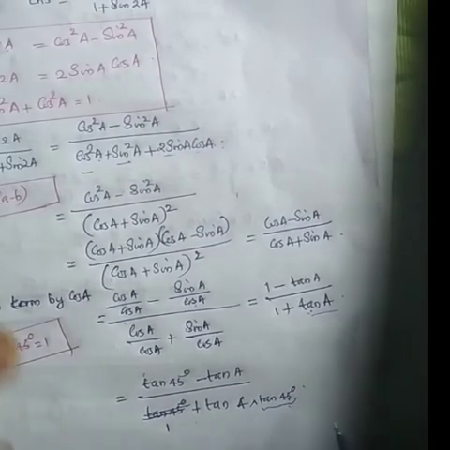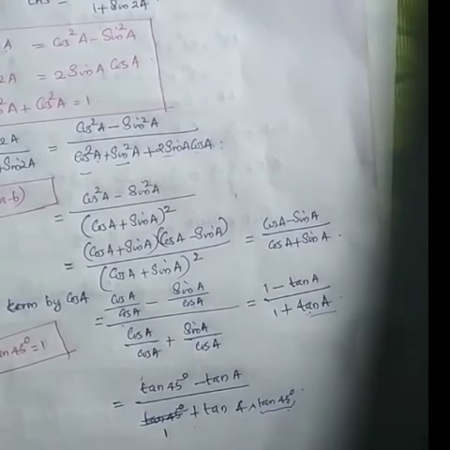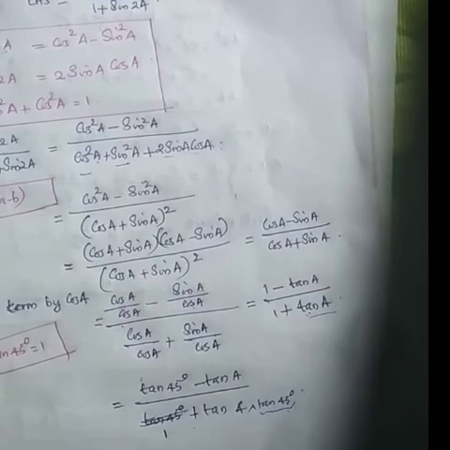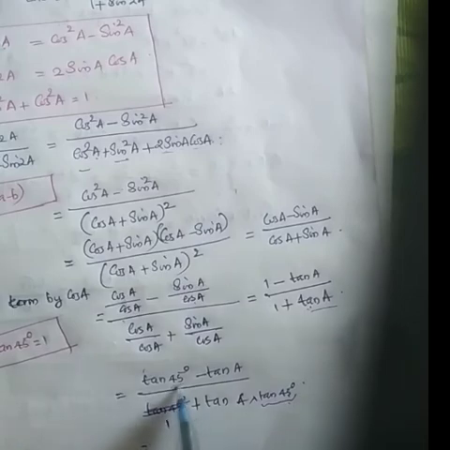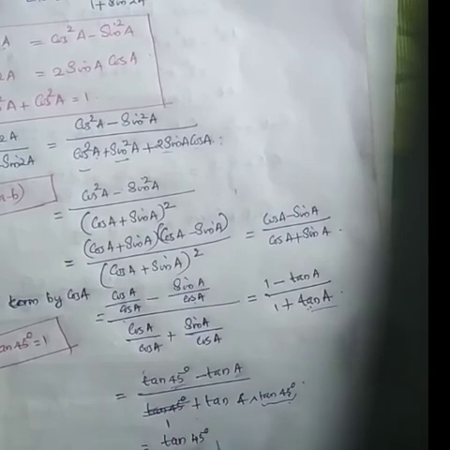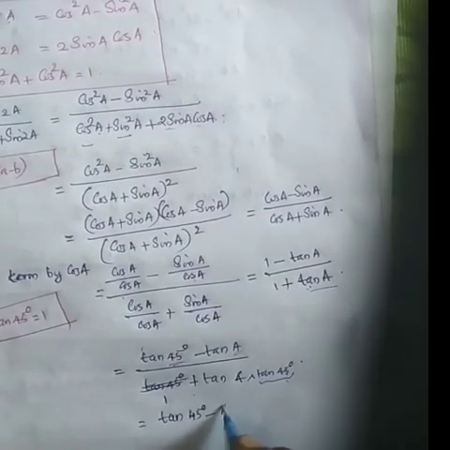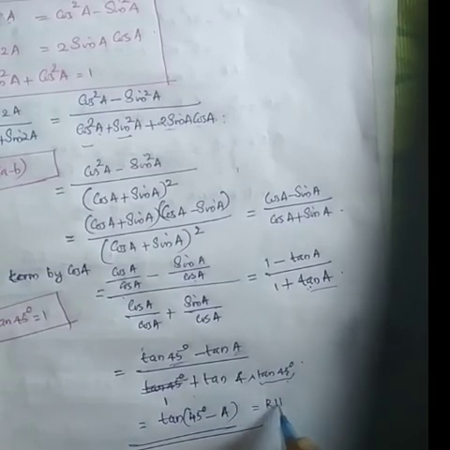That is of the form tan A minus B. Tan A minus B is tan A minus tan B divided by 1 plus tan A tan B. That is equal to what? Here for A, 45 degree and B for A. Then this becomes tan 45 degree minus A. Okay. That is the RHS.